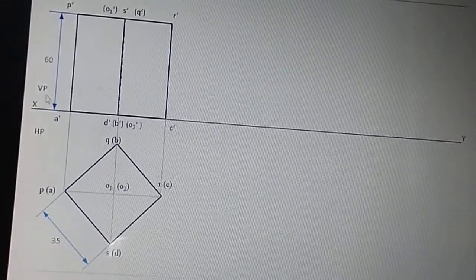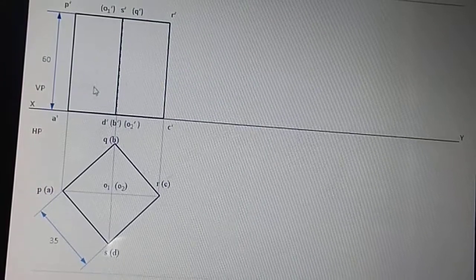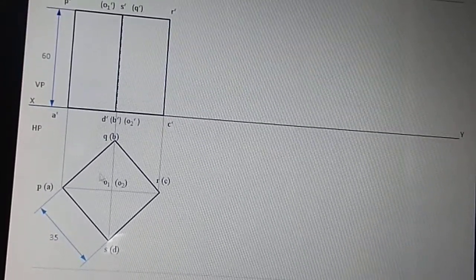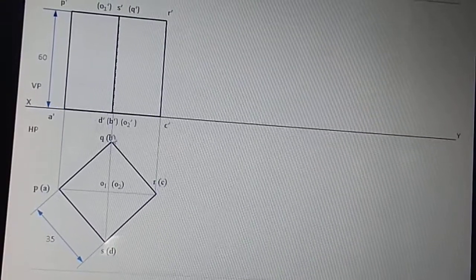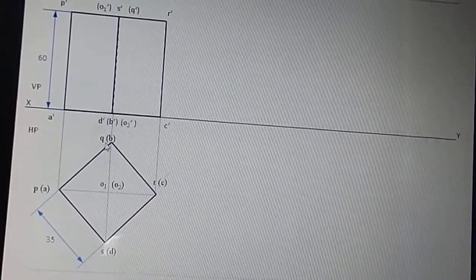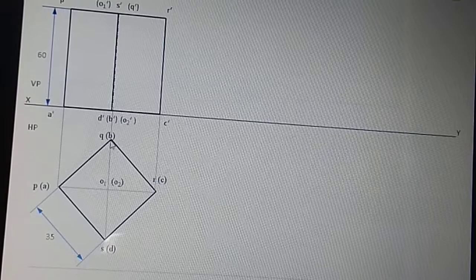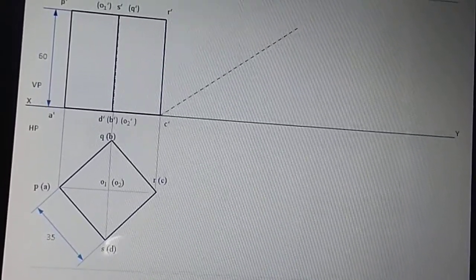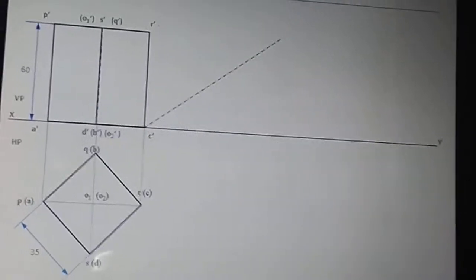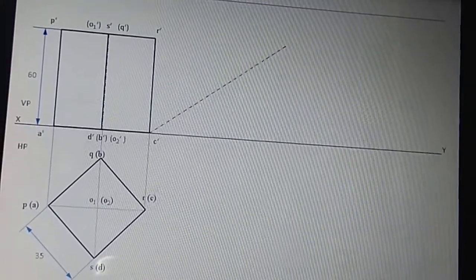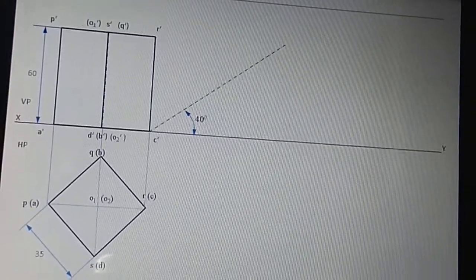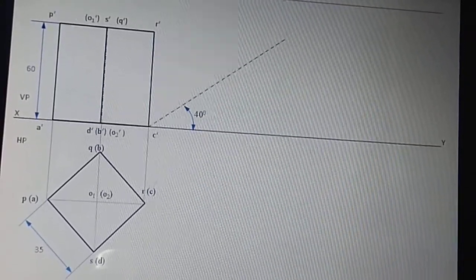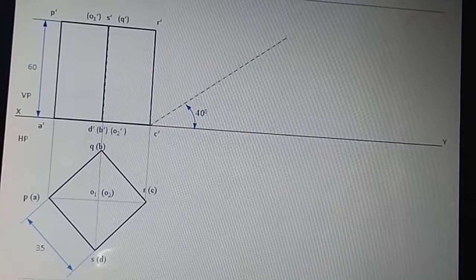This is the front view, and the total height is clearly visible. In the top view, only the top face is visible and the bottom face is not visible. That bottom face not visible means the bottom corners, the four corners, are written inside the bracket. Okay, in the second condition, we are going to draw the line, the axis, making an angle of 40 degrees to HP. So on that, we are going to place its axis.